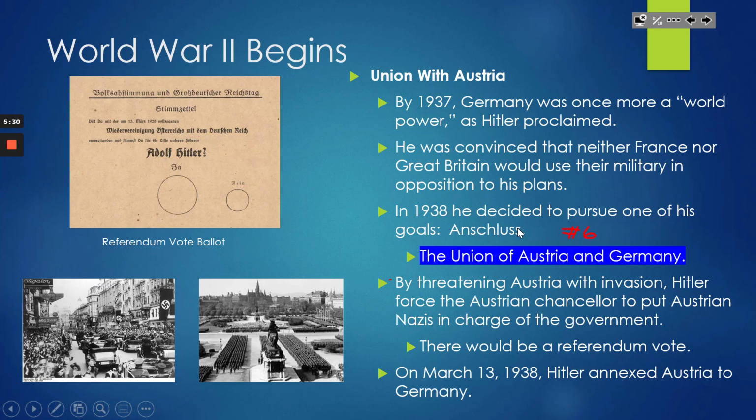And then he issued this referendum. As you see here, we talked about this in class. This was kind of a rigged situation because the circle is much bigger for the yes part rather than the no, right? And of course, by that instance, the Austrian Nazi leader is in charge, and Hitler officially annexes Austria to Germany in 1938. Okay, so that was an annexation as a union with Austria. Somewhat not as violent, but still a threat, right?